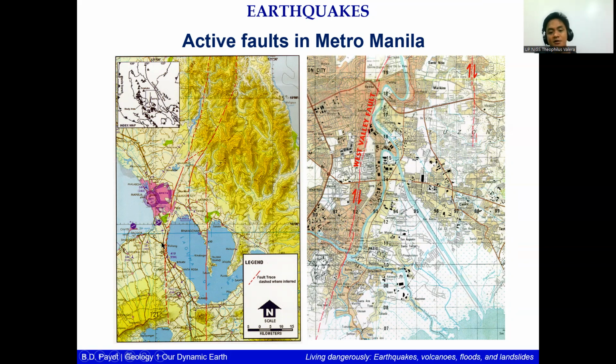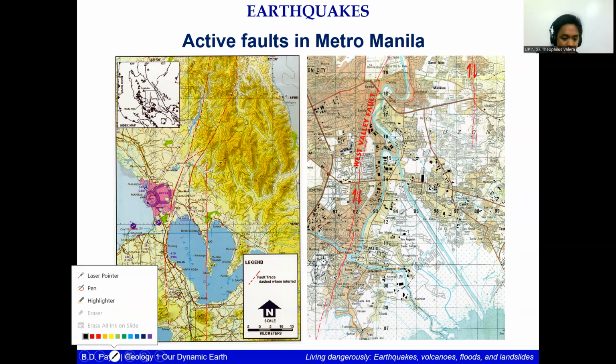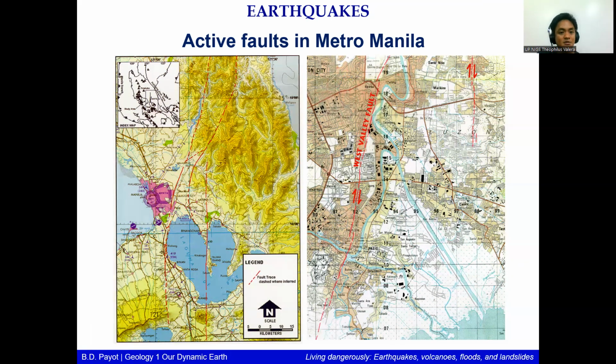It is also available sa websites ng PHIVOLCS. So you can check out kung gaano kalayo, kalapit from the earthquake. You can start your activity by looking up this website, Hazard Hunter PH. Search nyo na siya sa Google, lalabas naman siya agad.